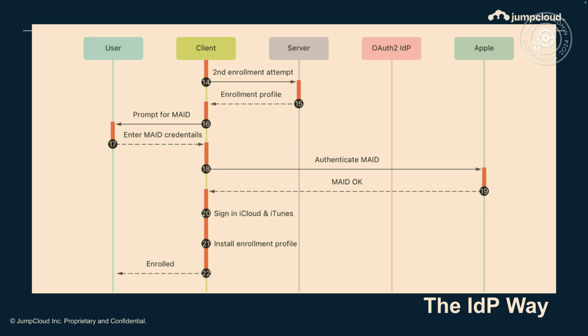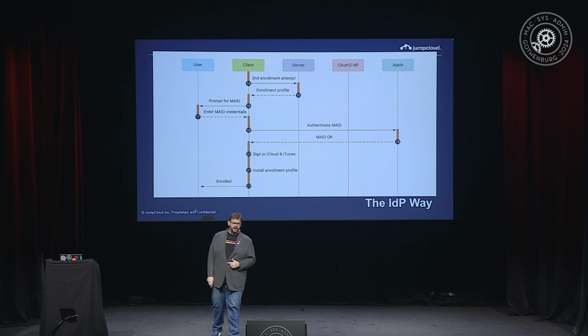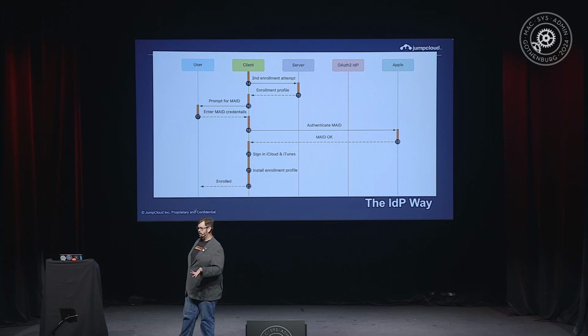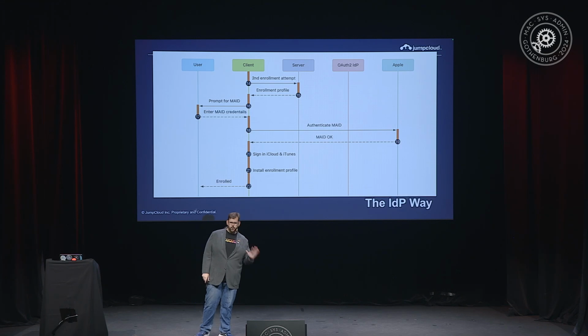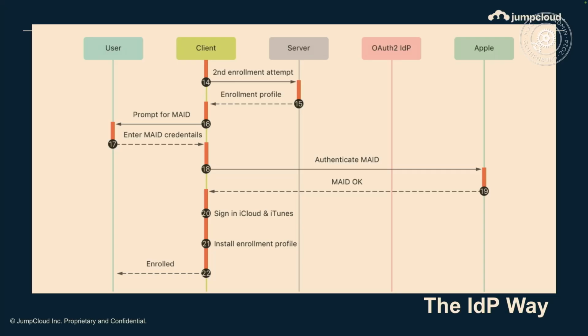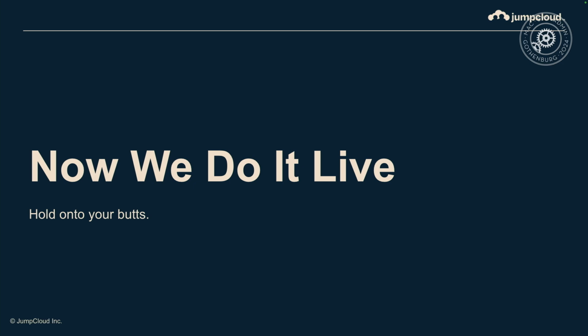Then the second enrollment attempt is made, the enrollment profile is delivered, and then we do the managed Apple ID process. You will notice that once again, the client auth happens between the client and Apple. At that point, if you are working in a federated environment, there is a second trip to the IDP as well to authenticate your managed Apple account. And then you conclude again with sign in with iCloud and iTunes, install the enrollment profile, and everybody goes home happy. Again, 22 steps in this one, but it's much faster than it thinks. So now we do it live.